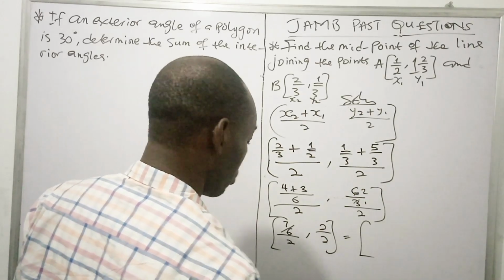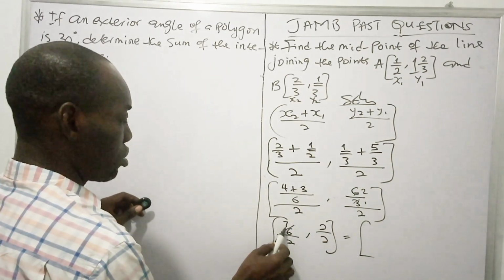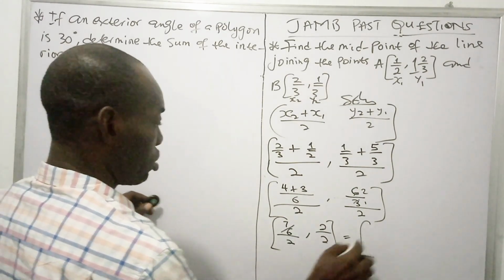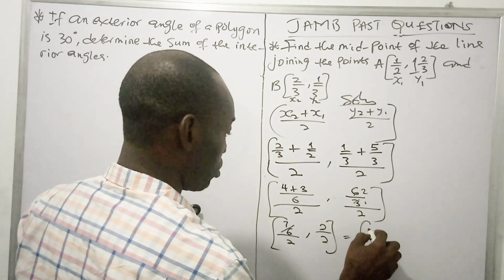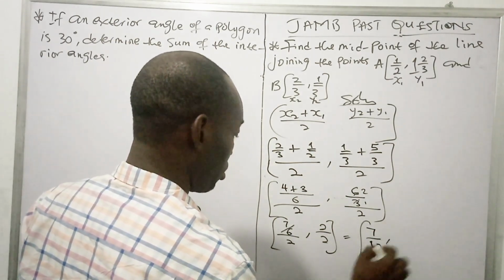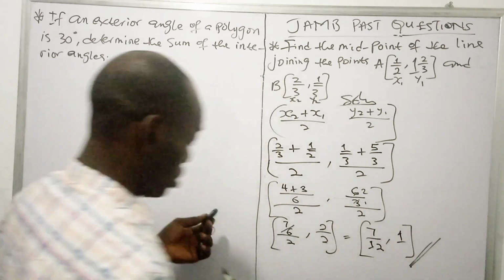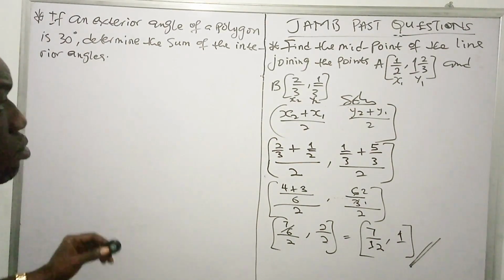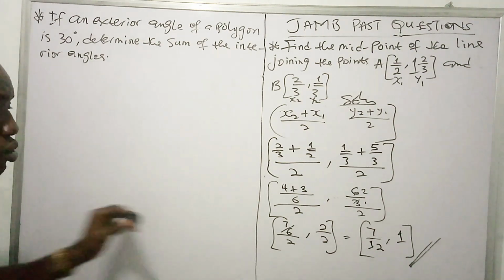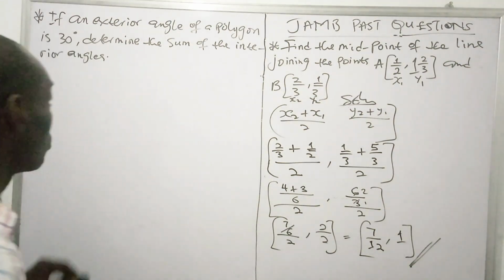Okay? So simplifying this further now, 7/6 divided by 2 becomes 7/6 times 1/2, and that will give us 7/12. Then Y2 divided by 2 is 1. And that's the midpoint joining those 2 points. Now let's go back to this.